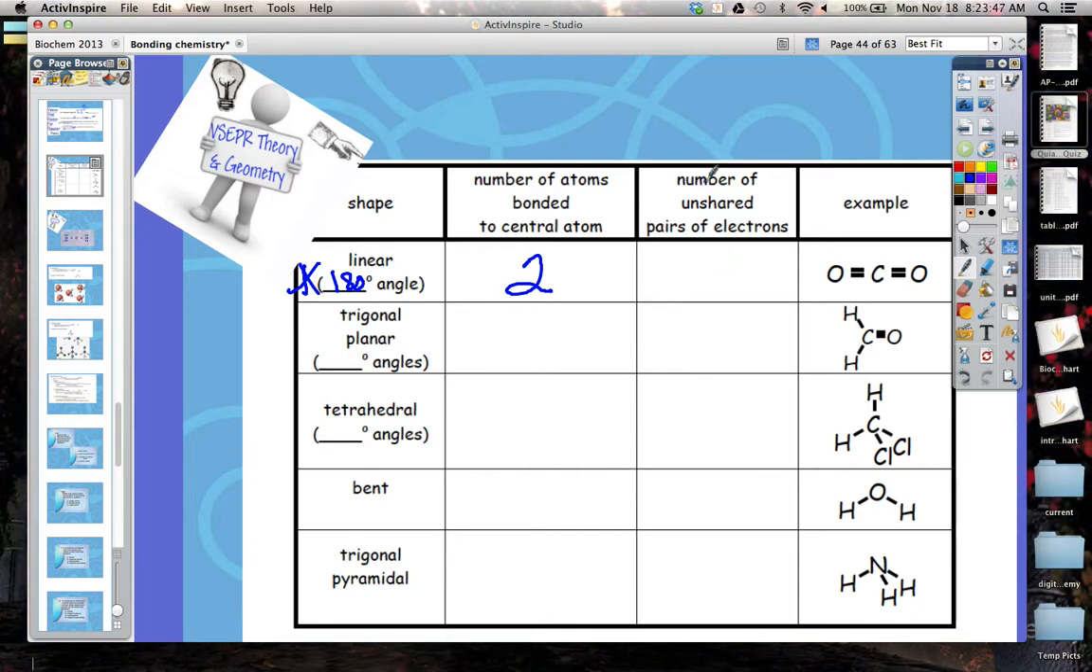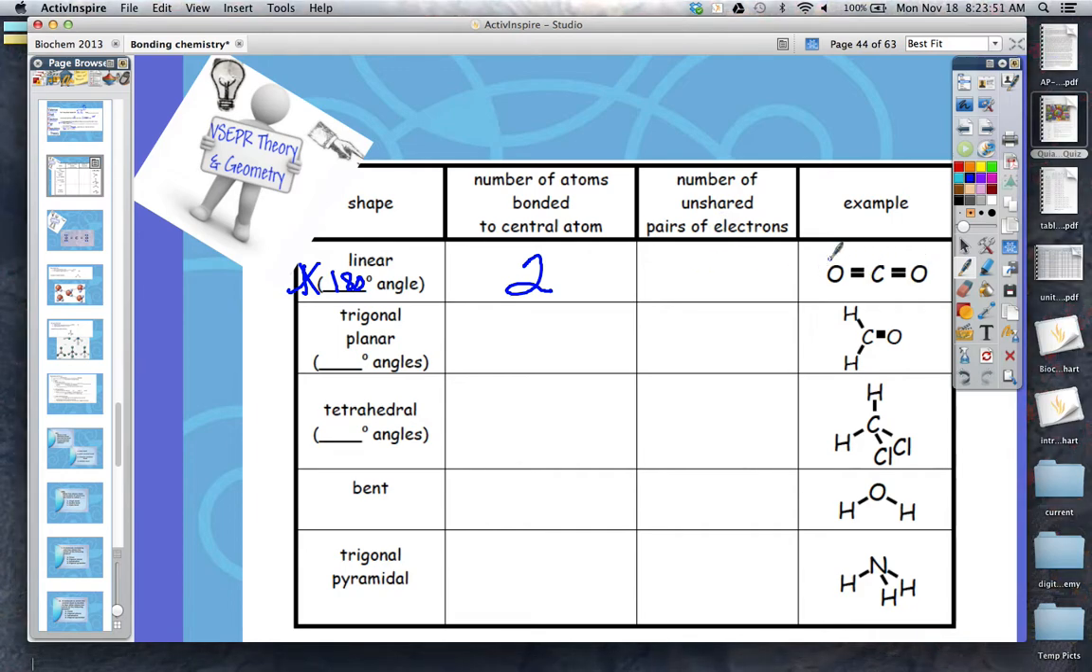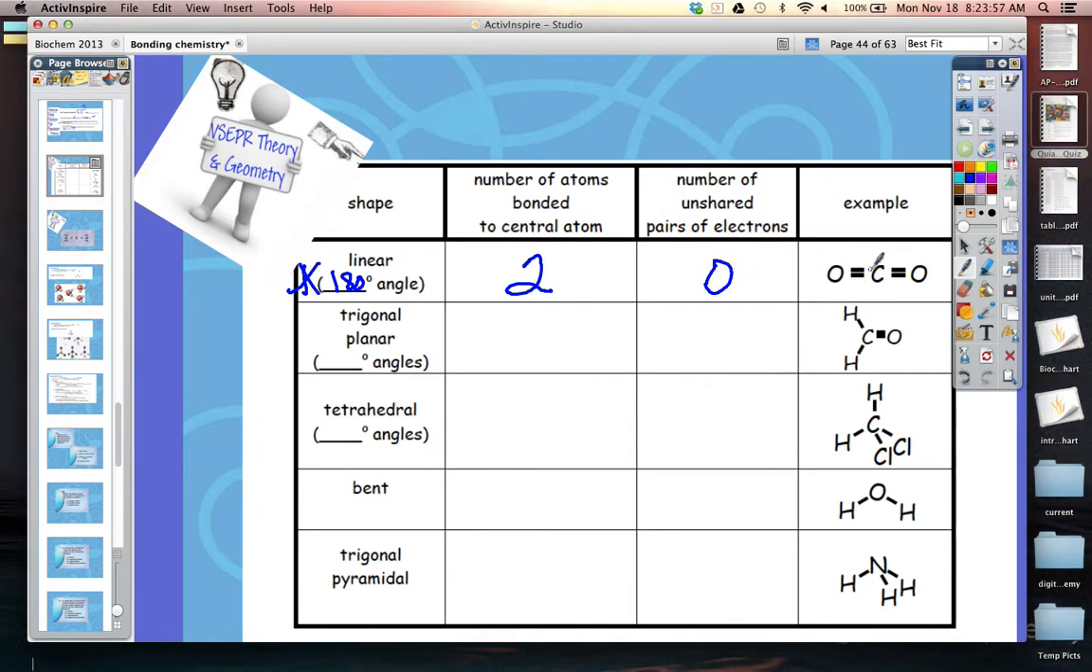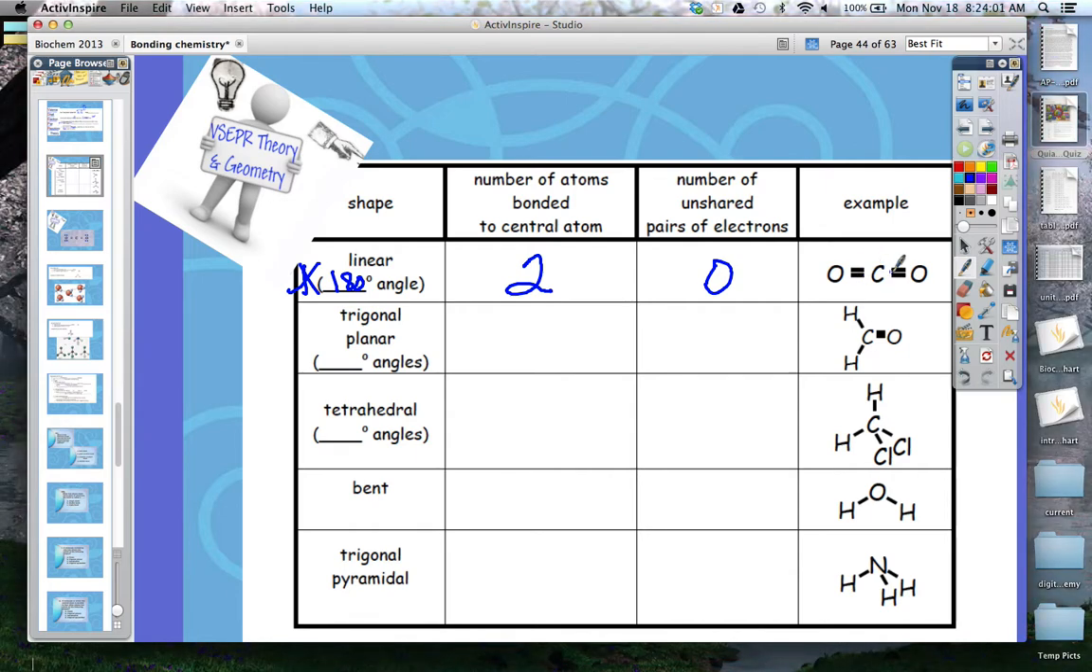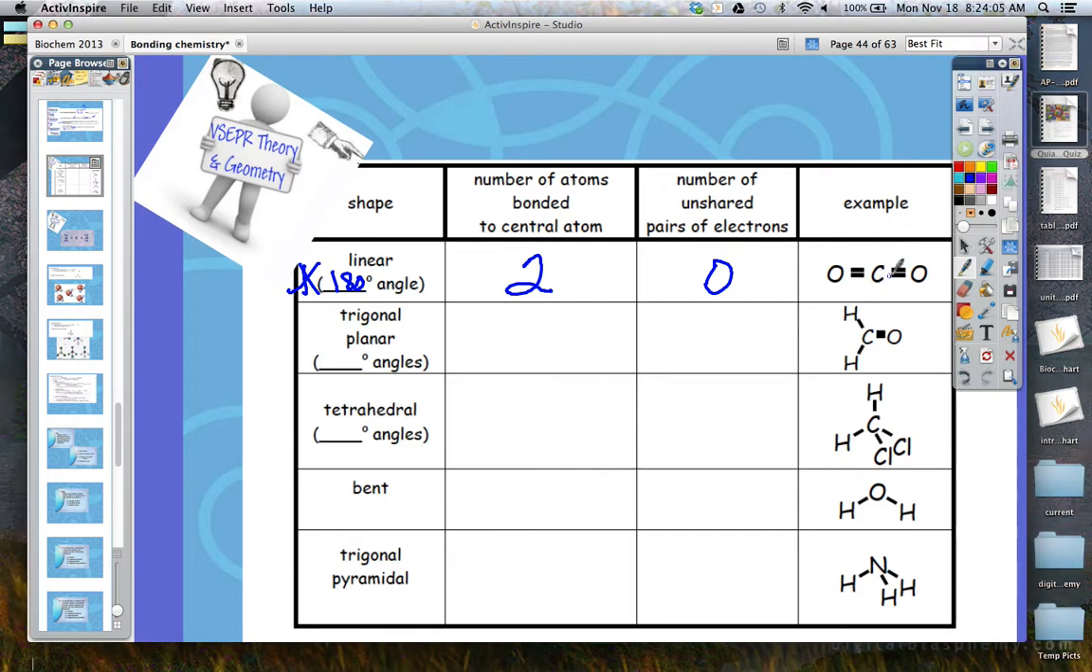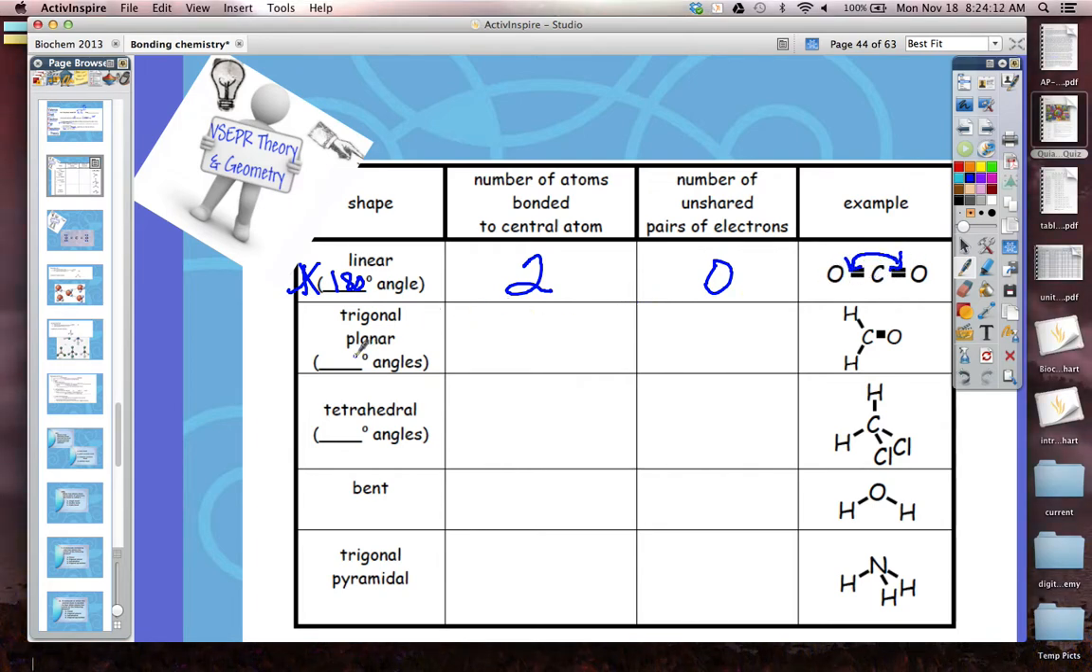And then the number of unshared pairs of electrons, if we're talking about something that has 3 atoms in it, that would be 0. So if we look at this, we would have the carbon is sharing both of its electrons over here and both of its electrons over here. So it doesn't have any dots up here. So this is going to be a linear model. That would be 180 degrees for the bond angle.